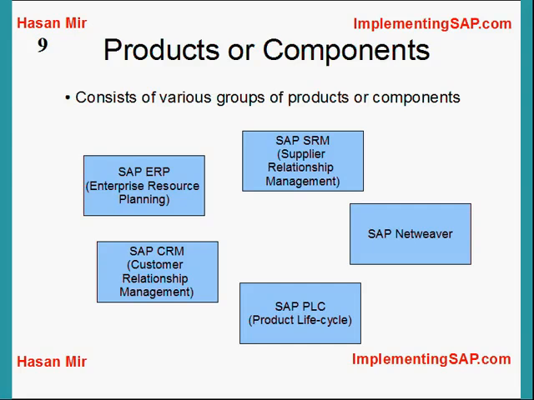So SAP AG produces SAP business software called SAP ECC. You can divide SAP ECC into products and components. Major products and components of SAP software are SAP ERP, Enterprise Resource Planning, SAP CRM, Customer Relationship Management, SAP SRM, Supplier Relationship Management, SAP NetWeaver, which is the technology stack running underneath the whole business application, and SAP PLC, Product Life Cycle.